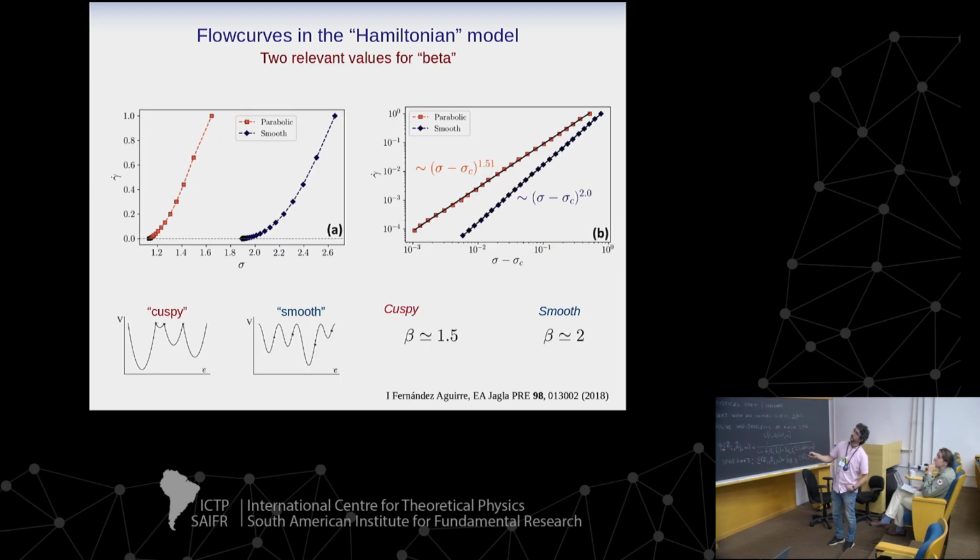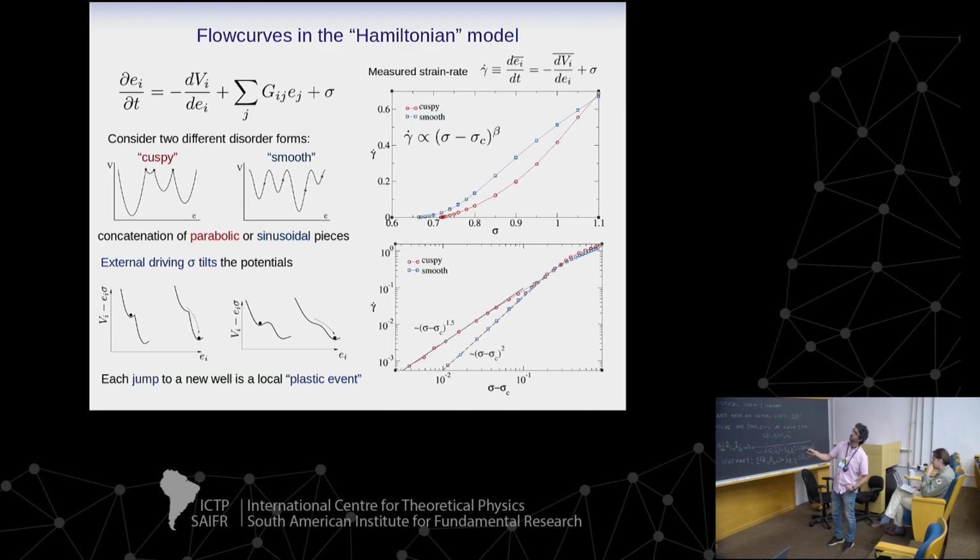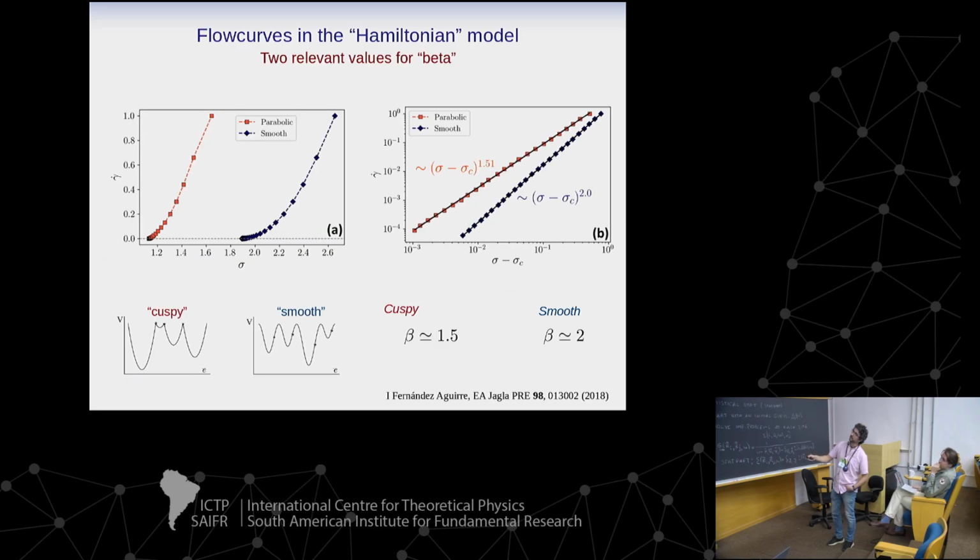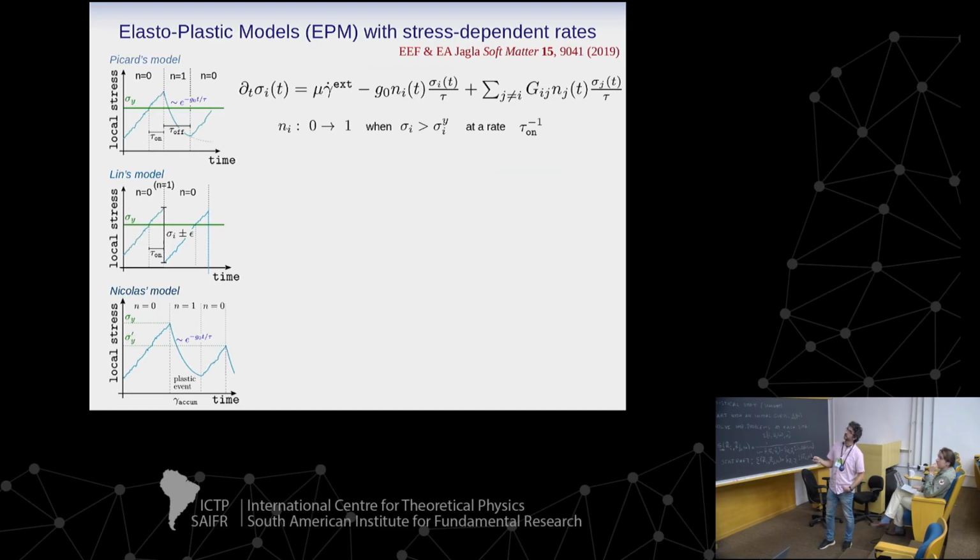And this is another example of the same thing. If you change the parameters of your model, this is one simulation with one parameter, you see the critical sigmas are completely different. It doesn't matter which is the critical stress, which is not universal, but eventually for the exponent, you get the same thing. So there are two relevant values for beta in the yielding case.